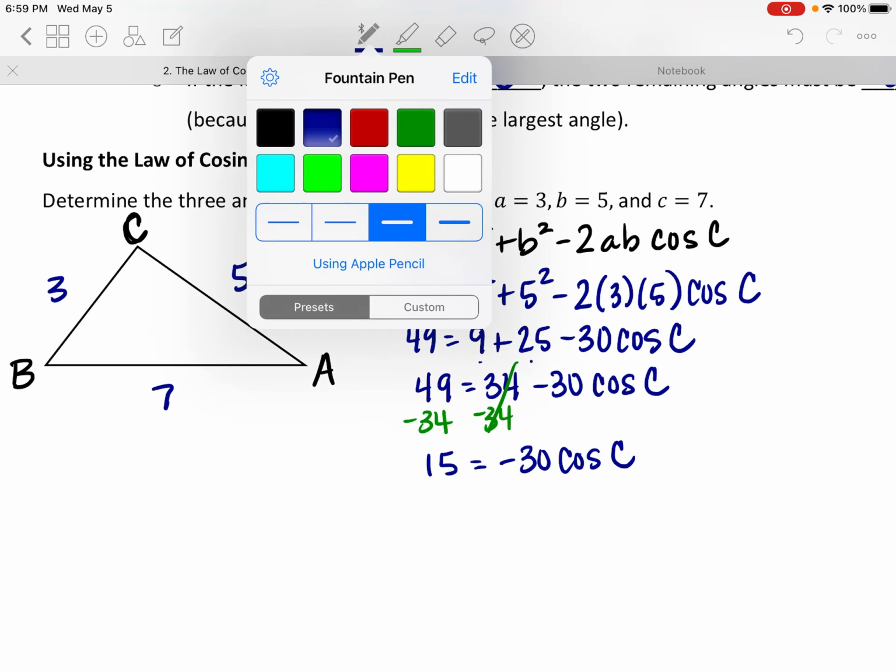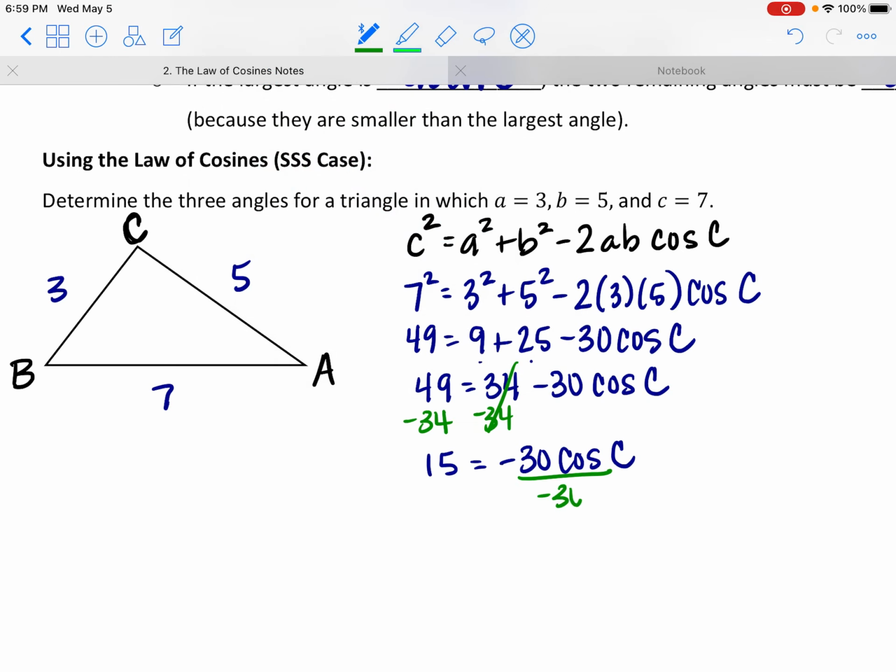And now we're going to divide both sides by negative 30. Divide both sides by negative 30. And so at last, we have a negative 1/2 here equal to the cosine of some angle C. Now, I would argue that this is something that we should know based on our experience with the unit circle.